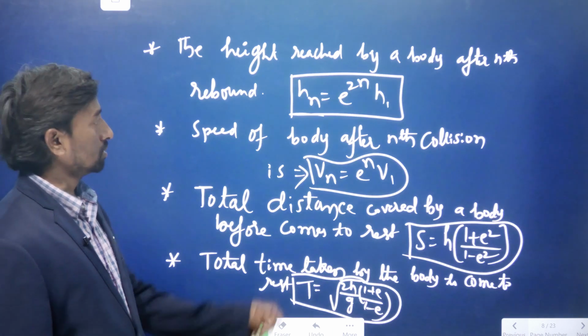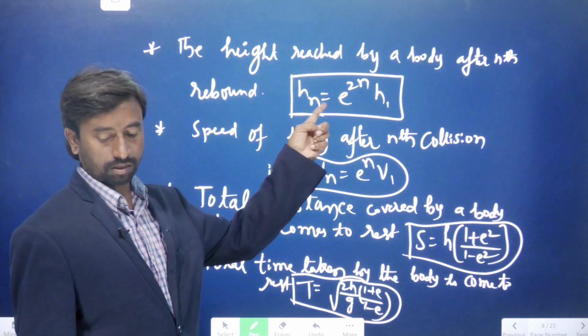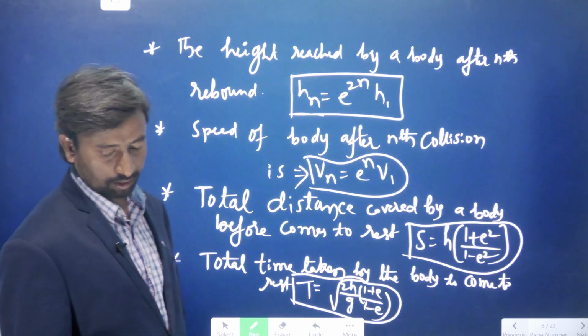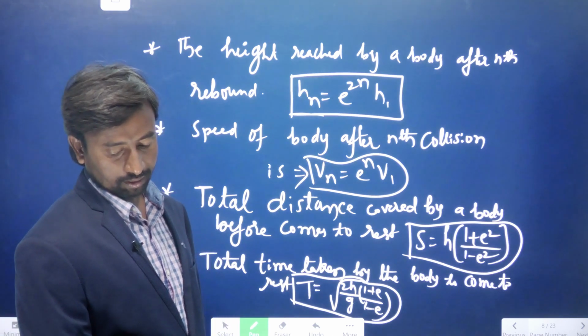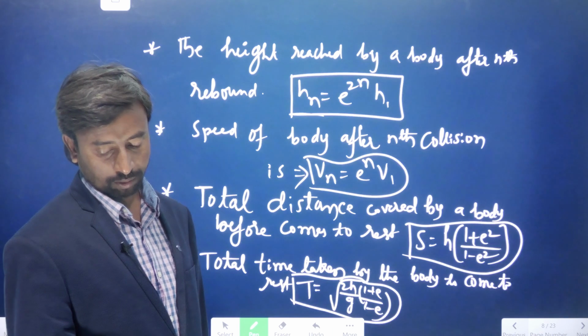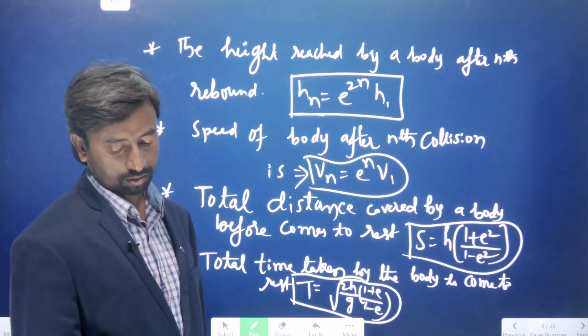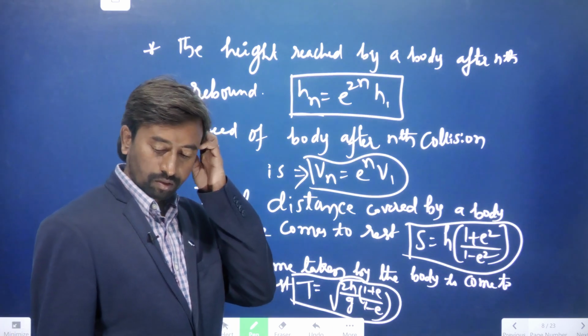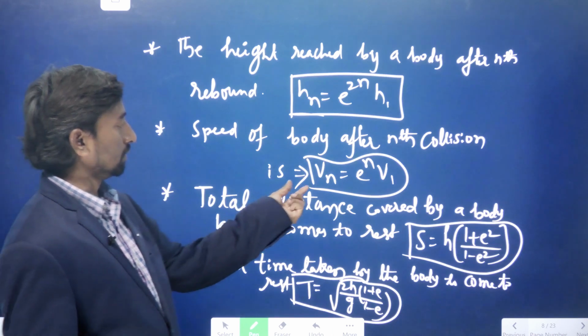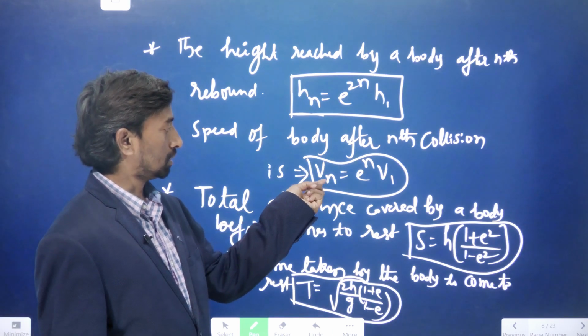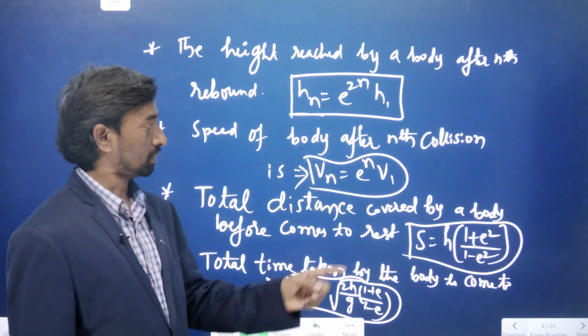Rebounds, what is the height reached by the body, we have there. So now here they are asking: a ball strikes a horizontal plane with velocity v and rebounds with velocity 256 by 625 v after the fourth collision. So after the fourth collision, the speeds are given, this one, Vn after the fourth collision. Then the coefficient of restitution we can add here.